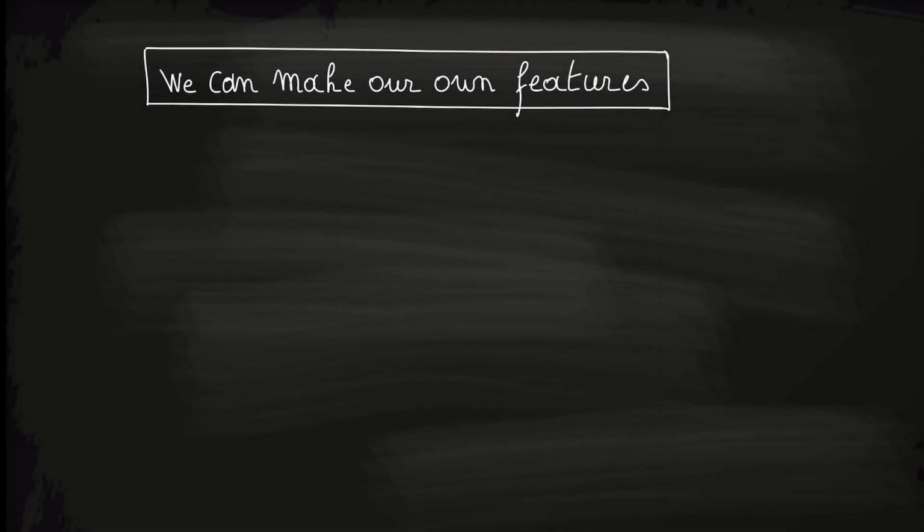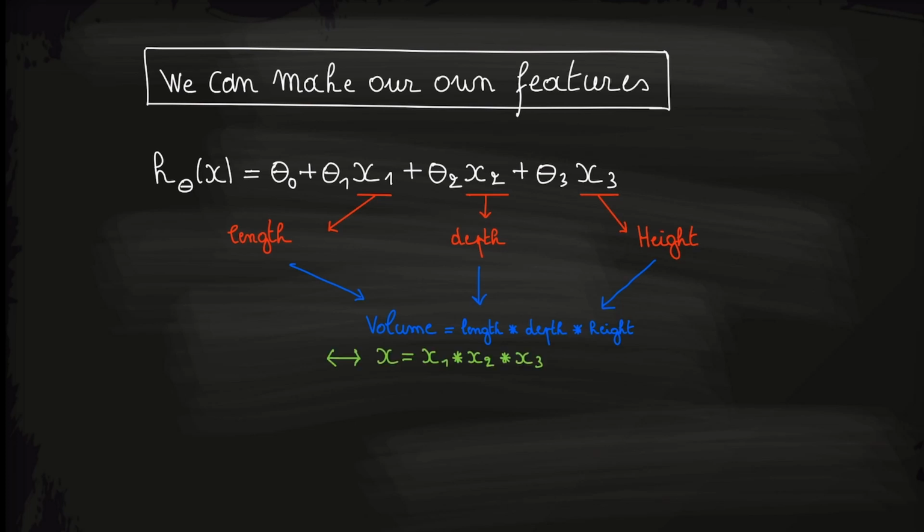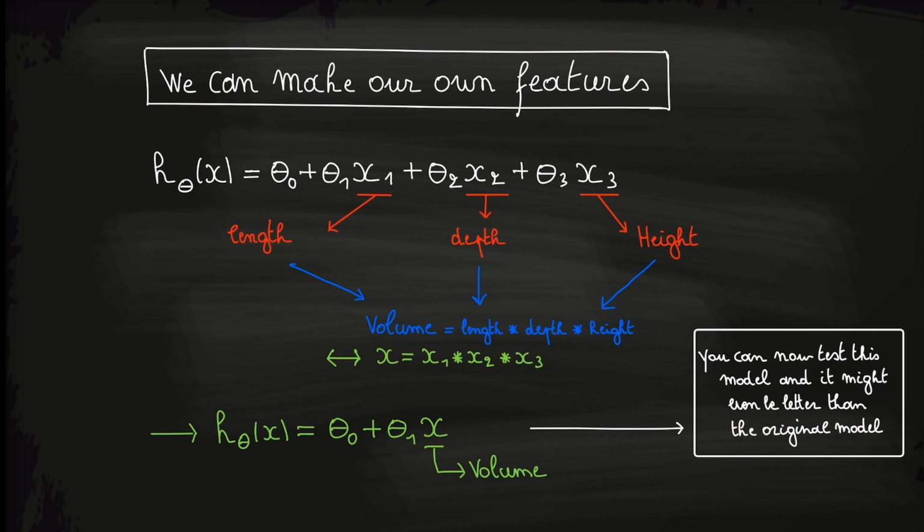For example, assume you want to predict something based on the length, the depth, and the height of a house. We know that we could multiply these parts to obtain the volume of the house, meaning that it is just as valid to make your own feature x, which is the volume of the house. This gives us the following hypothesis, and if we train it, it might even be a better model than if we would have trained the original hypothesis with the 3 different features. However, this is not always the case. This is up to you to test both models and see for yourself.